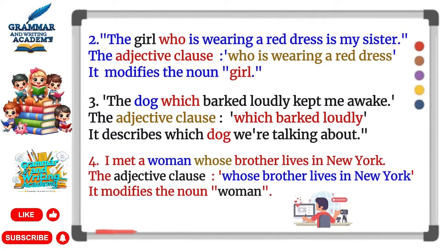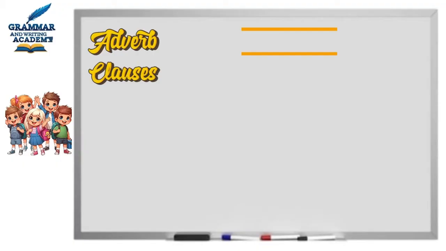Hope it becomes easy and clear. Remember that the secret is in the relative pronoun. Once you find it, it will be much easier to figure out the adjective clause. Try to write your own sentences now. Good luck. Now let's talk about adverb clauses.